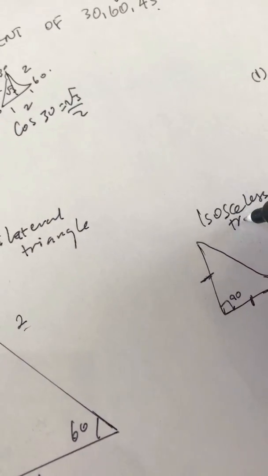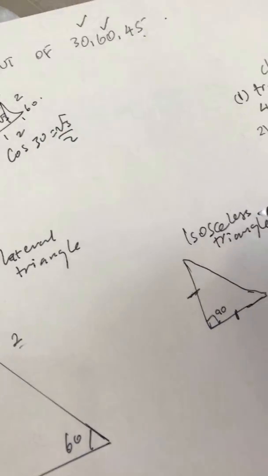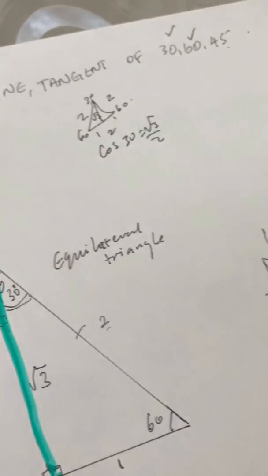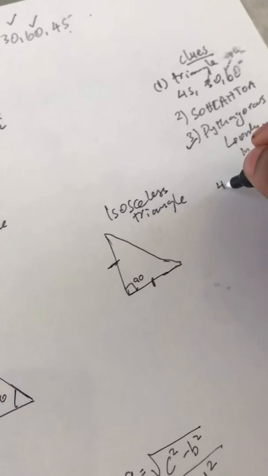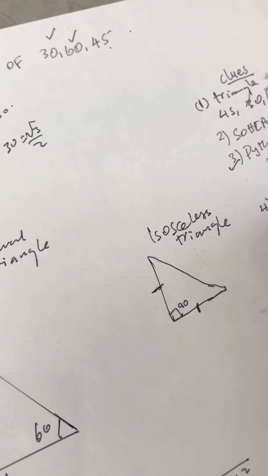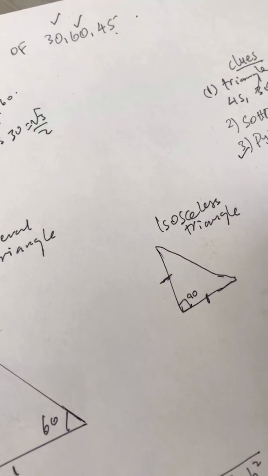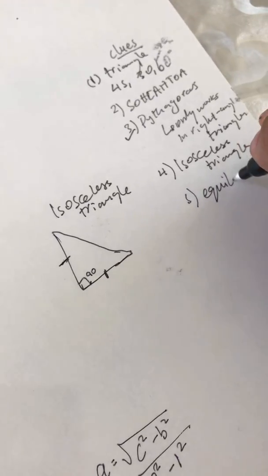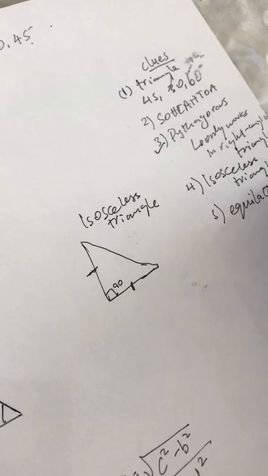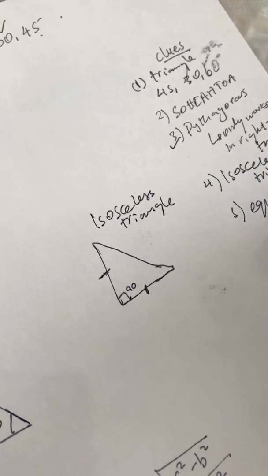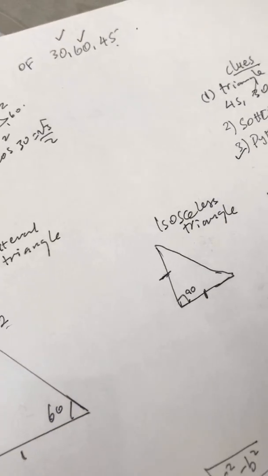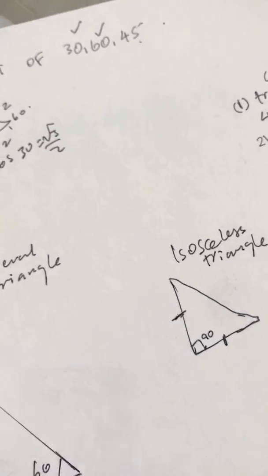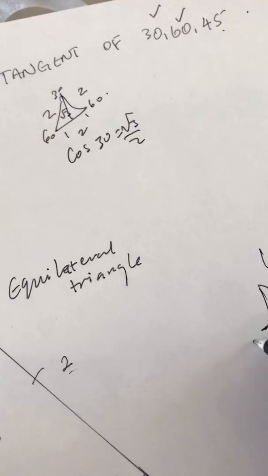Can you guys see how many things we've done so far? We've talked about isosceles triangles, we've talked about equilateral triangles. I think I should add it here. Isosceles triangle, equilateral triangle. Okay, so if we know, let's just say 1 and 1.